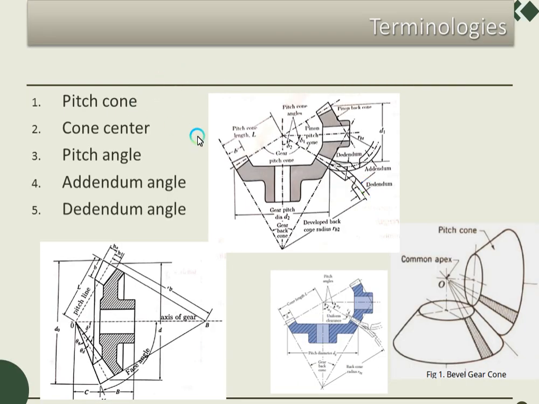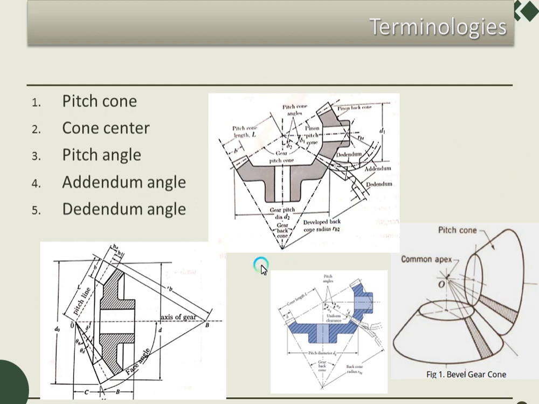So now we move on to terminologies. What are the terms involved in designing bevel gears? As you can see, we have the different terms which are basically employed in the designing of gears. One by one we will discuss. In this case, the first one is the pitch cone.